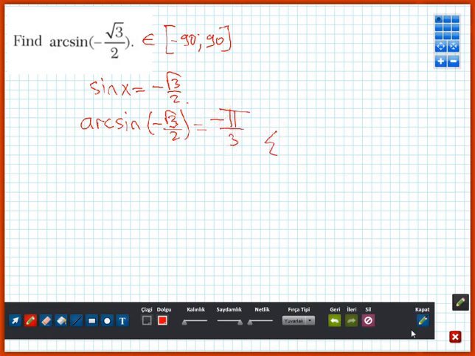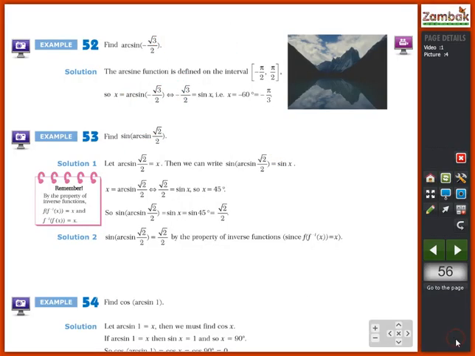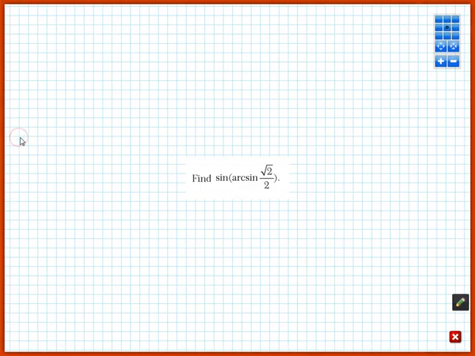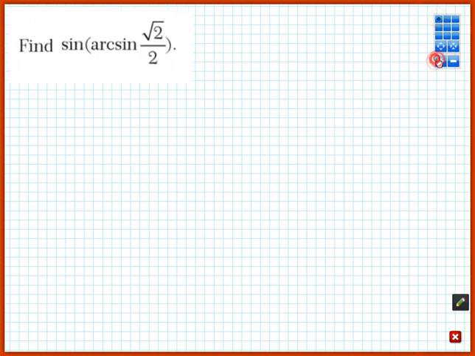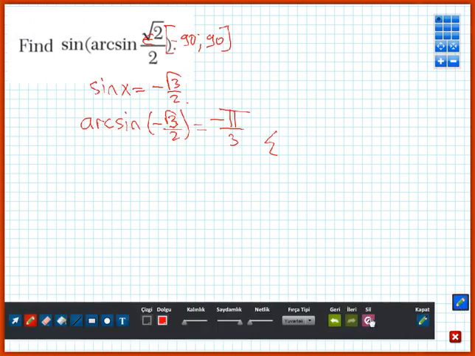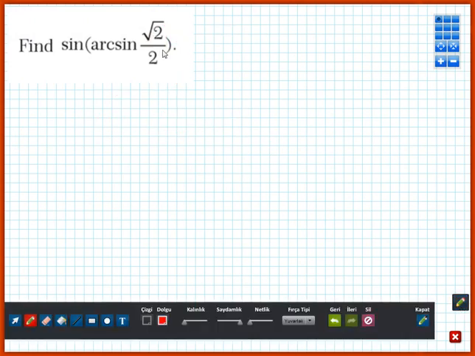Okay, now let's solve another example. Look at it here. We have sine of arcsine root 2 over 2. We have to find, this is pi over 4. Sine pi over 4 is equal to what? Root 2 over 2. So sine of arcsine root 2 over 2 is equal to root 2 over 2.